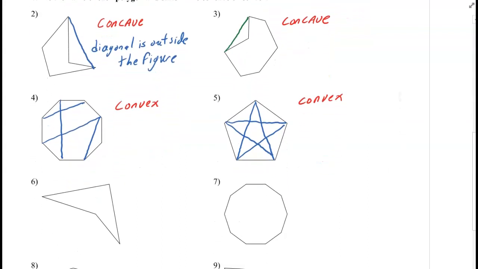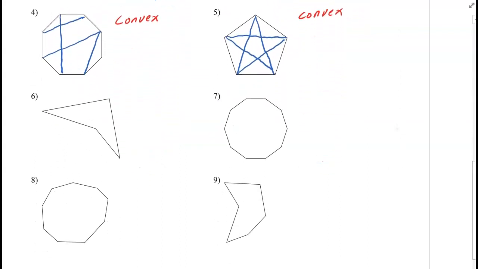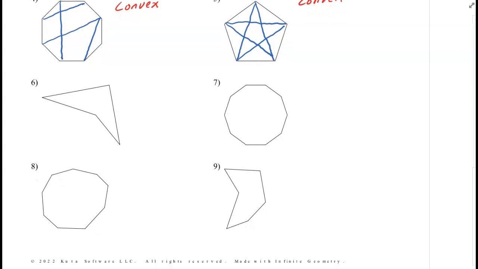So if you look at problem number 6, 7, 8, and 9, problem 6 is concave, problem 7 is convex, problem 8 is convex, and problem 9 is concave.